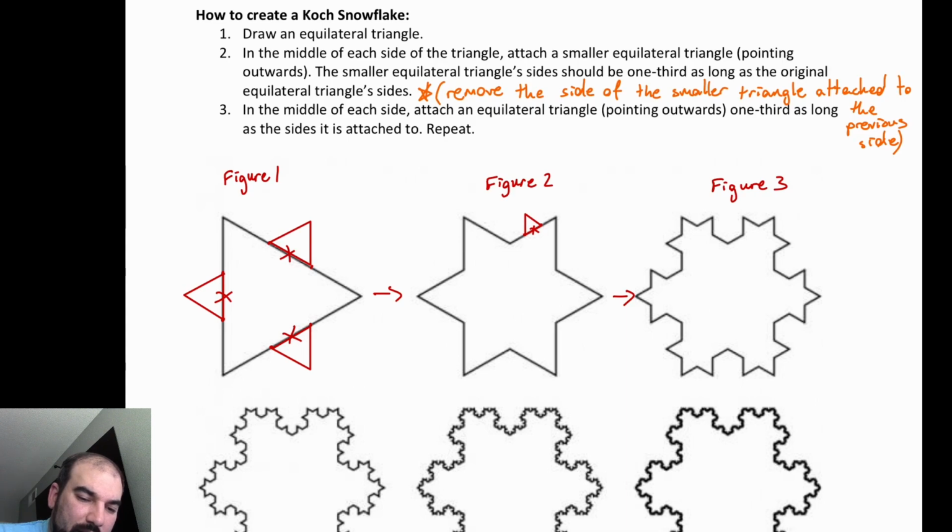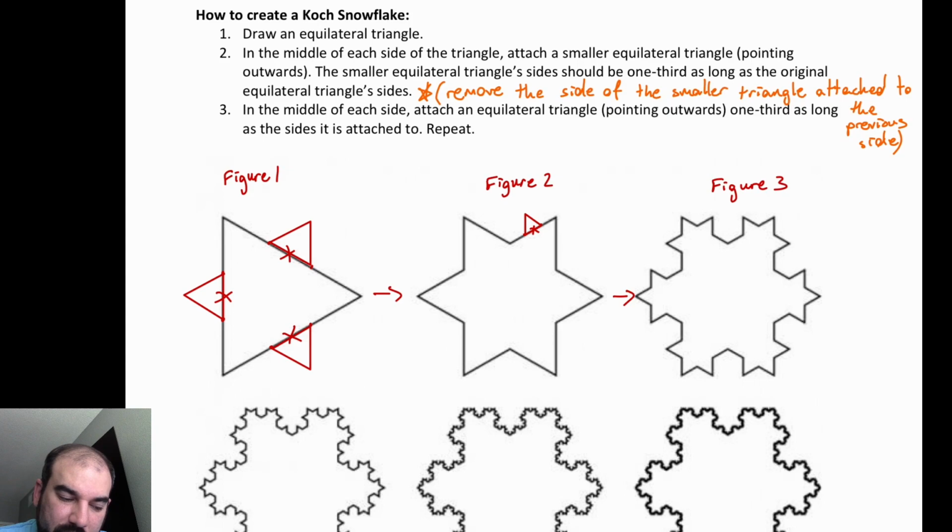So I was just showing you how we get from here to here, from figure 1 to figure 2. These are not part of the first figure. The first figure is just this triangle. Right, and figure 2 is just the 6-pointed snowflake. Figure 3 has, how many points would it have?